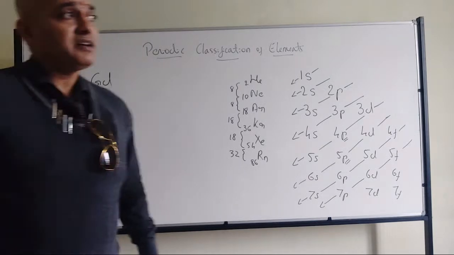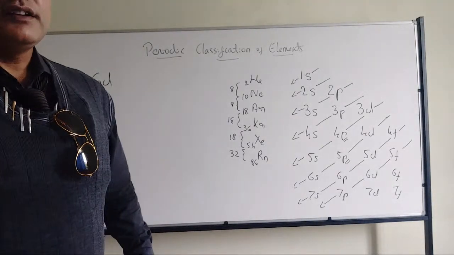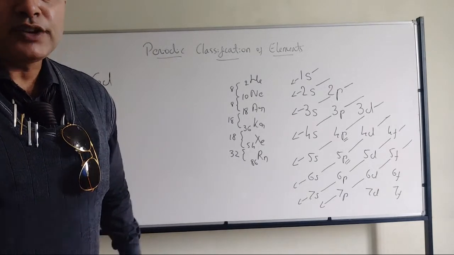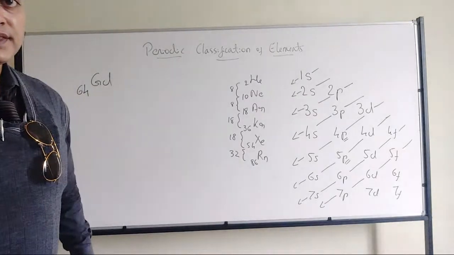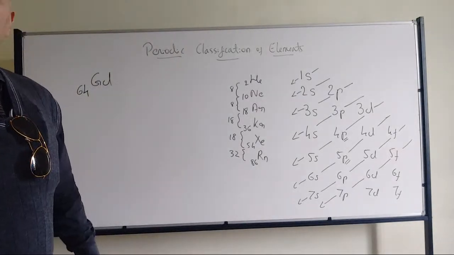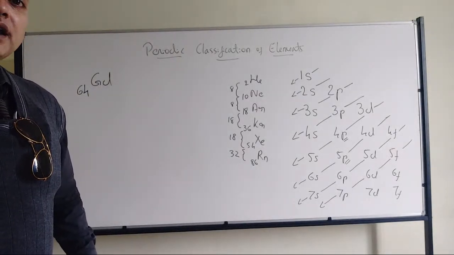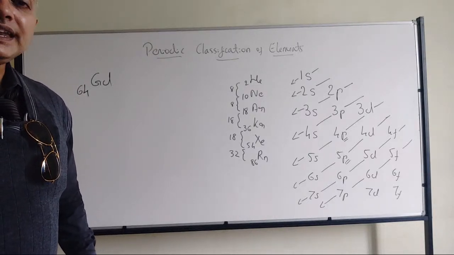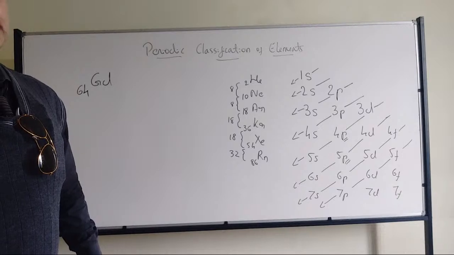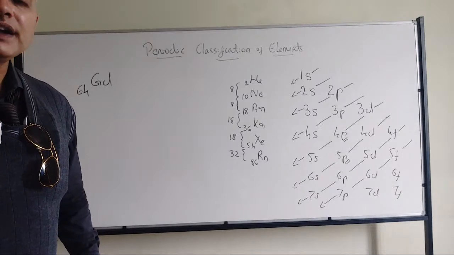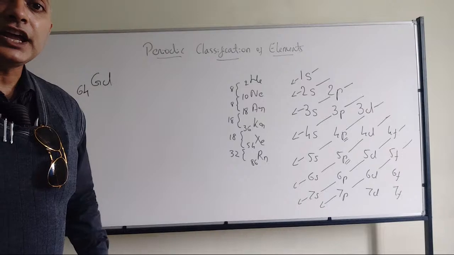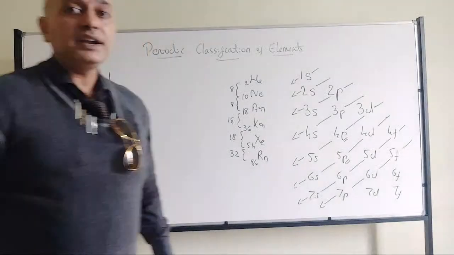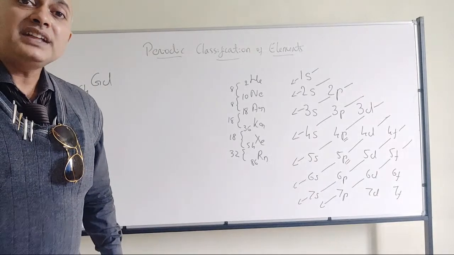Please remember, when it comes to F block, we will not talk about groups. Okay, only period, no groups. But there are a total of 14 elements in the lanthanoid series and 14 elements in the actinoid series. Why 14? That is because the f subshell can accommodate a maximum of 14 electrons.